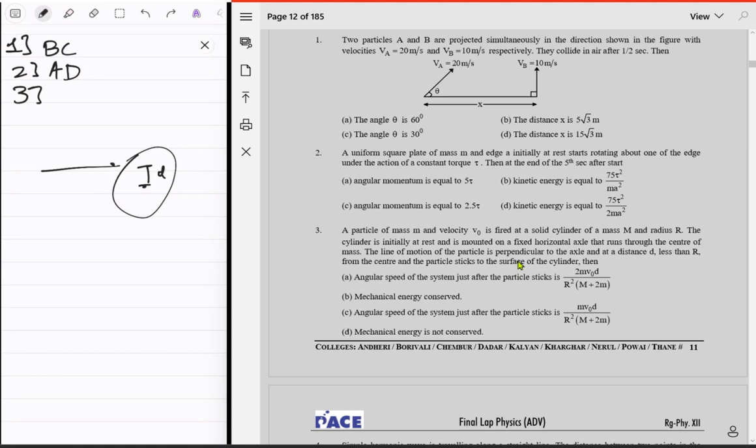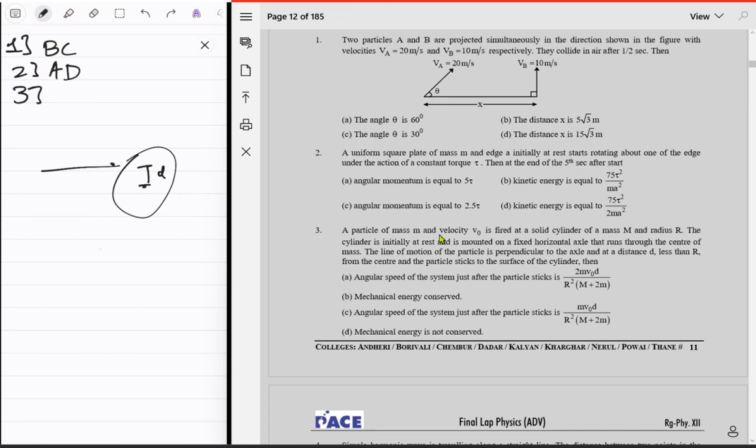Yeah, and what else do you want? Energy change हो सकती है, right? Because it sticks to the surface. Angular momentum of the system just after the particle sticks is the same thing as m v naught d. v naught से तुमने यह किया, right? So okay, wait, angular speed, not angular momentum.